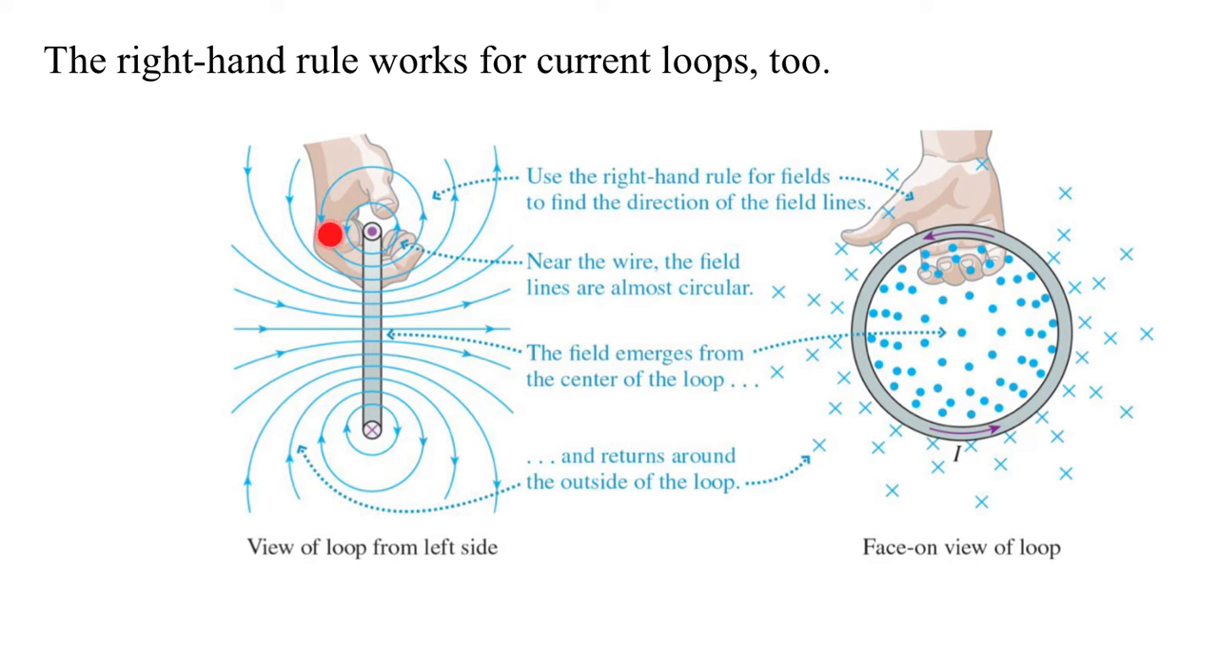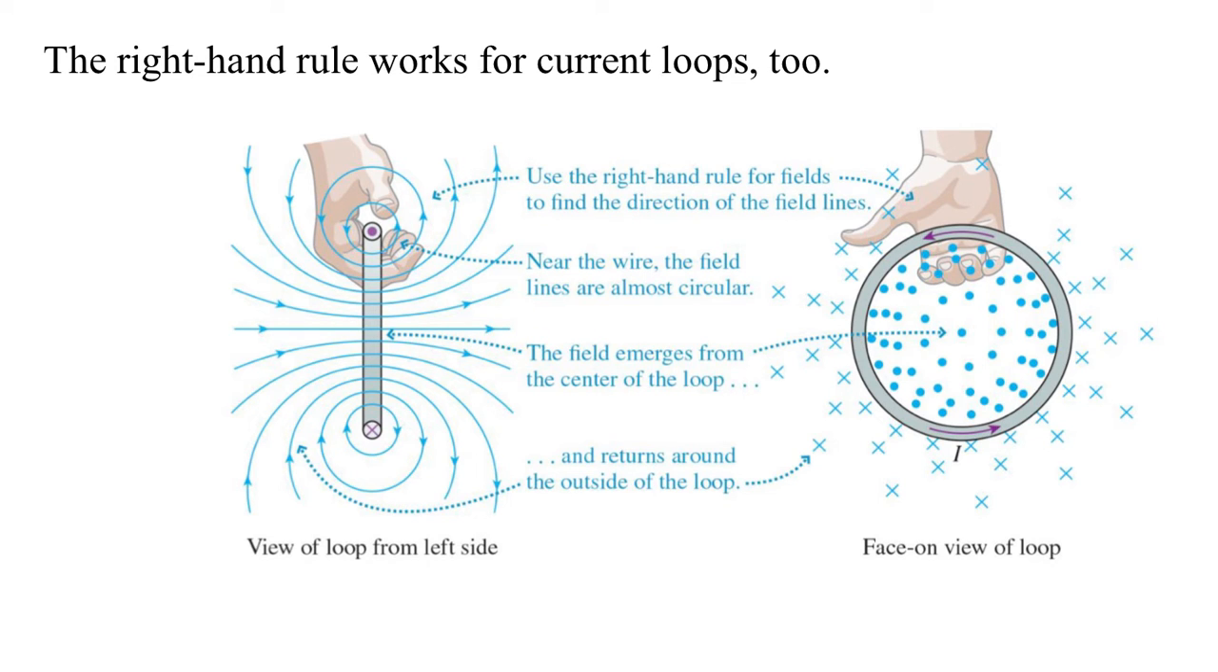The right-hand rule works for current loops too. We curl our fingers around the loop with our thumb in the direction the current's going. Notice here that the dot means the current's coming out of the page, and the X means the current's going into the page, so the current's going around like this. When we curl our fingers, we get a field line that looks like this up here, and down here we get field lines that look like this, and on the side, they're going sideways.